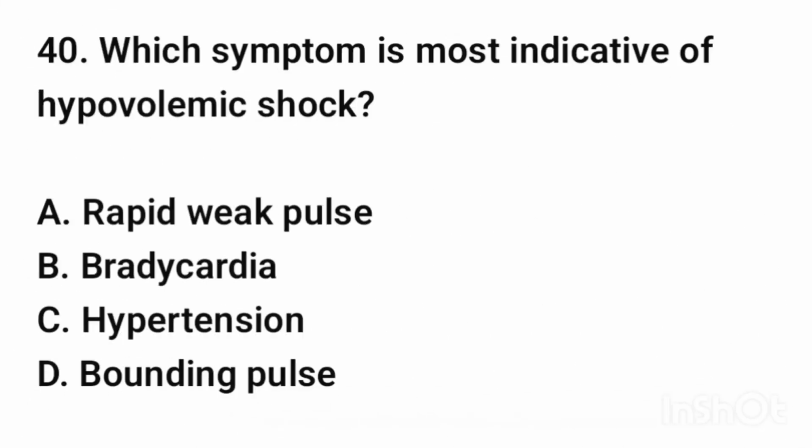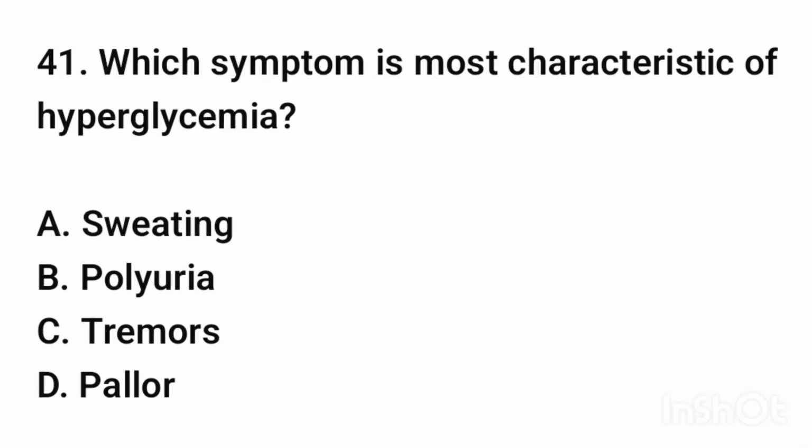Question number 40. Which symptom is most indicative of hypovolemic shock? The correct answer is option A. Rapid weak pulse. Question number 41. Which symptom is most characteristic of hyperglycemia? The correct answer is option B. Polyuria.